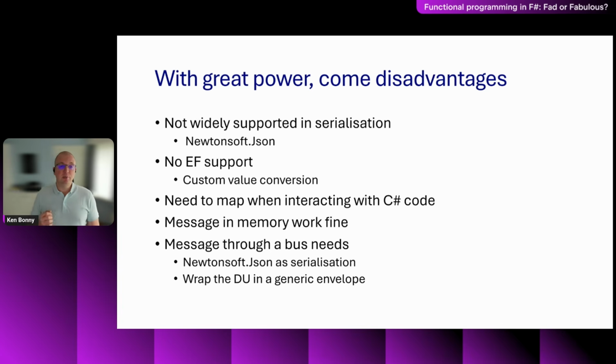When you are using messaging libraries and you're using in-memory transports, I'm thinking Mediator and I'm thinking Wolverine in-memory transport, that works fine because you're just sending it throughout code. But when you are sending it throughout an actual bus, such as RabbitMQ, Azure Service Bus, or Amazon SQS, you will need to use a serializer that supports discriminated unions, and you will have to wrap it in a generic envelope. And why is that last part?